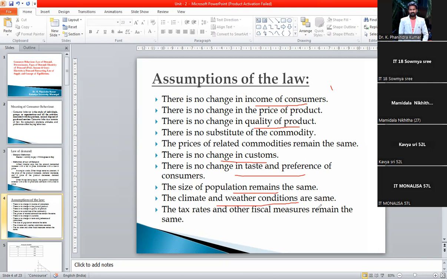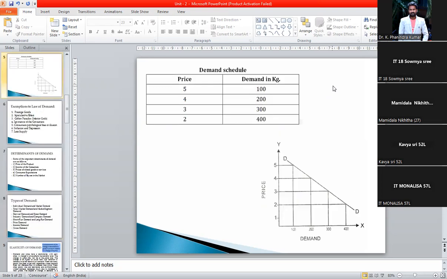Whatever is given in the definition, other things remain constant. These things should remain constant. There should not be any change in these assumptions. And if we satisfy these assumptions, then we can easily prove the law of demand.